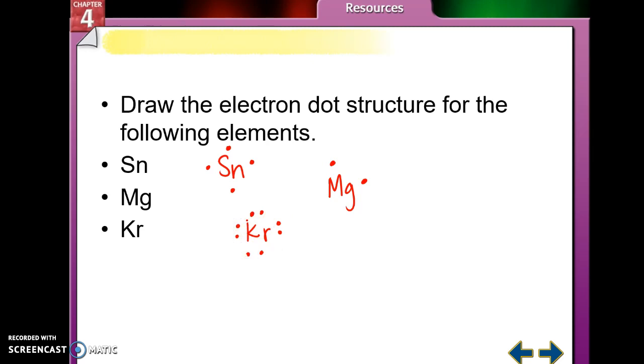So let's double check this. Let's look at magnesium. It's got 12 electrons total, but it's only got 2 valence electrons. Well, let's look at its electron configuration, which would be 1s2, 2s2, 2p6, 3s2. Well, 3s2, that's my valence shell. It's the highest energy level, and there's 2 electrons in it. That's why magnesium has 2 valence electrons.